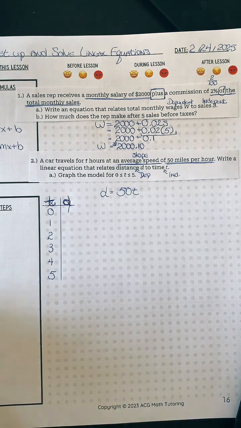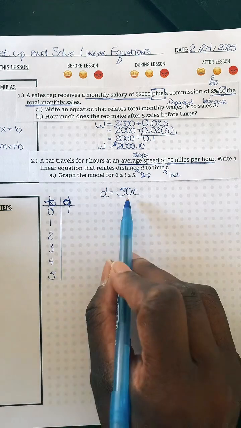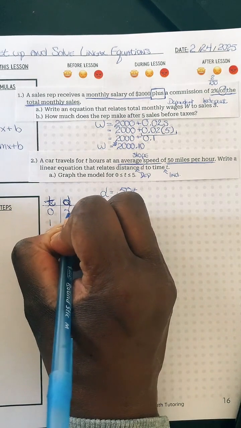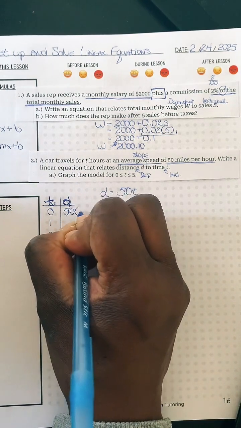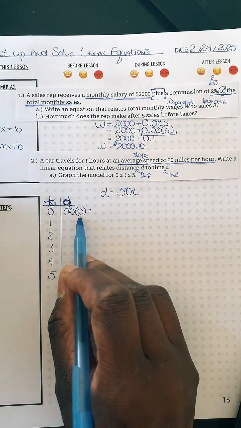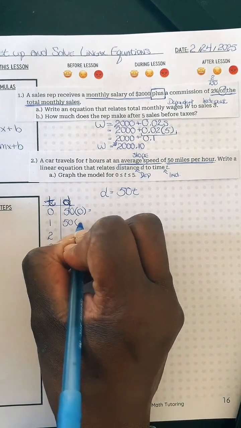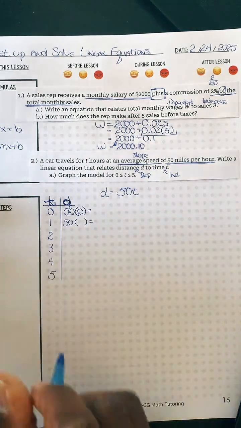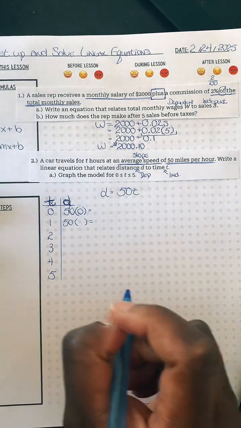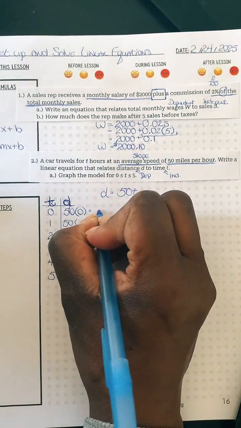All right. So all we're doing is plugging these values for T into our equation. So it looks like this. We have 50 times 0. And 50 times 0 gives me what? Okay, thank you for the love, guys. Good, Leanne. Because anything times 0 gives me 0.